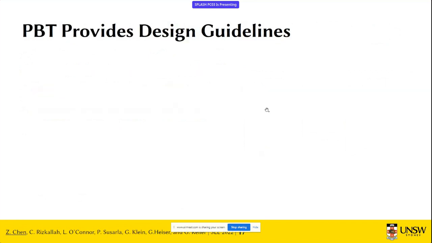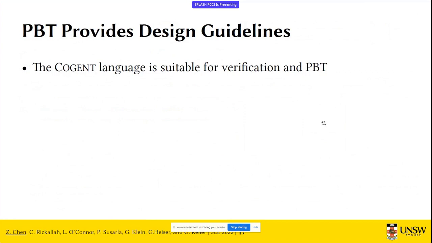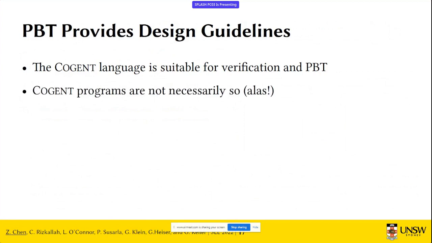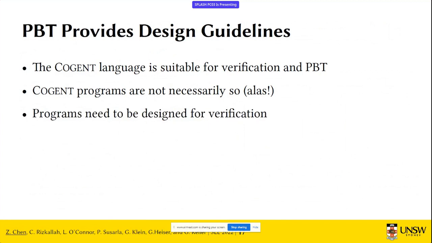Also importantly, property-based testing provides good design guidelines to programmers, especially systems programmers, who are less exposed to logic and the formal stuff. The COGENT language itself, as a purely functional language, is suitable for verification and also suitable for property-based testing, because it doesn't have any hidden state. It only has input and output. But COGENT programs, unfortunately, are not always like that. Depending on how you write the program, you can really get programs that are difficult to handle, and that difficulty in verification will be reflected in your proof exercise.